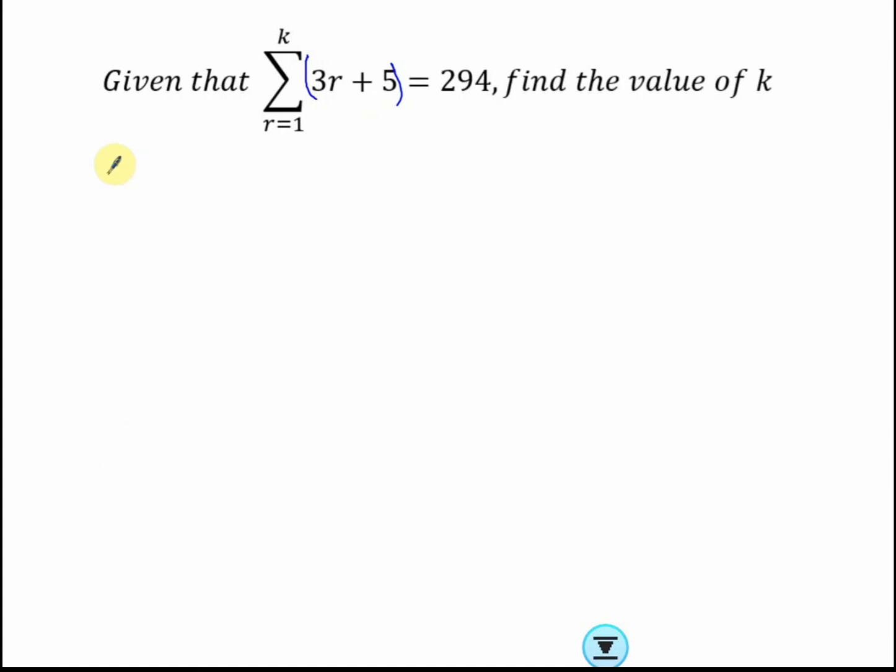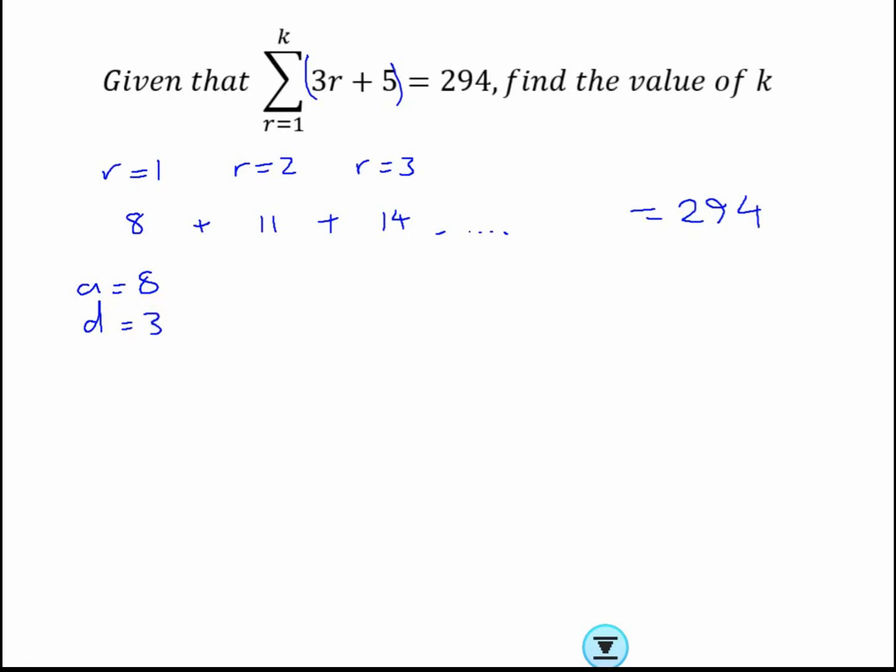Right, so let's have a think about this. So when r is 1, what are we getting out here? We're getting 8. When r is 2, we're getting 11. When r is 3, we're getting 14. And that's going to continue. And we know the sum, we don't know how many terms there are, but we know the sum is 294. So what we do know, it's arithmetic, so we know a is 8, and we know the constant difference is 3, and we know the sum is 294, but we don't know how many terms we're dealing with.